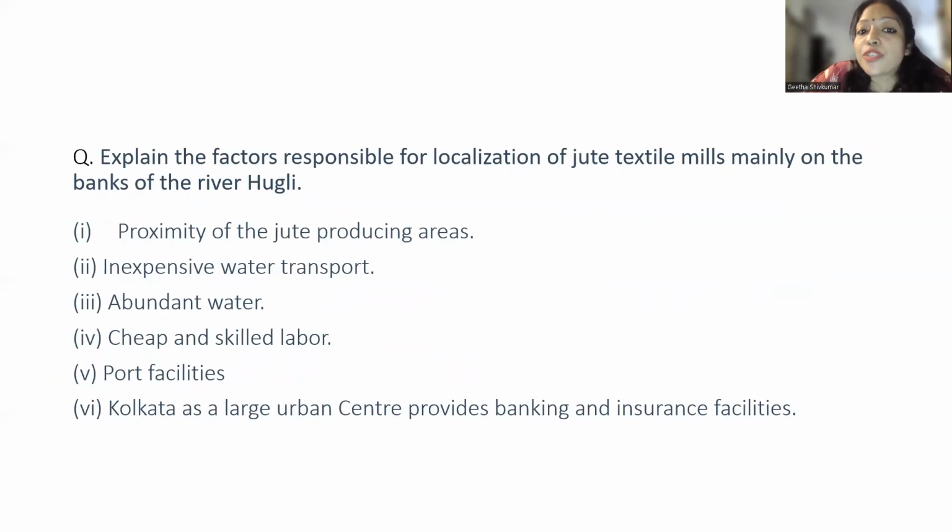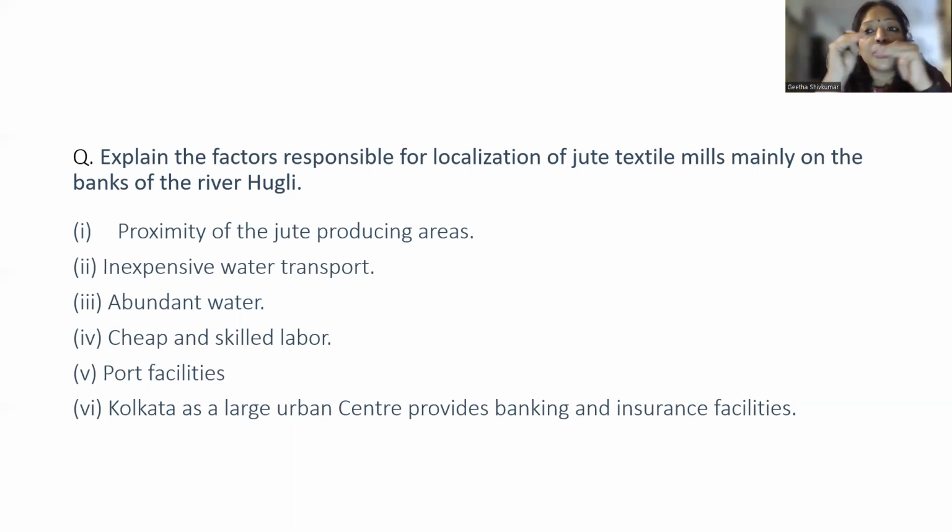Explain the factors responsible for localization of jute. Now, from sugar, we are coming into jute. First, we have learned everything about cotton. Then we learned about the sugar industry. Now we are learning about the jute textile.